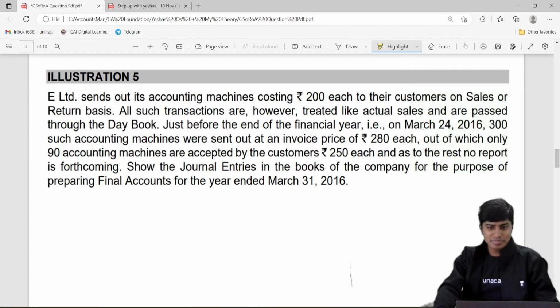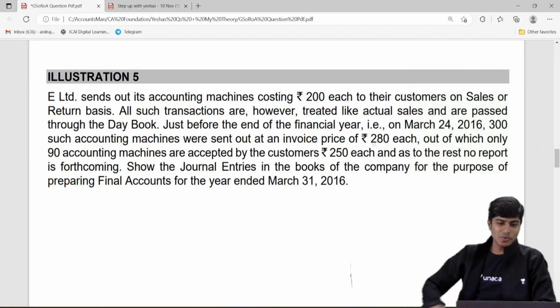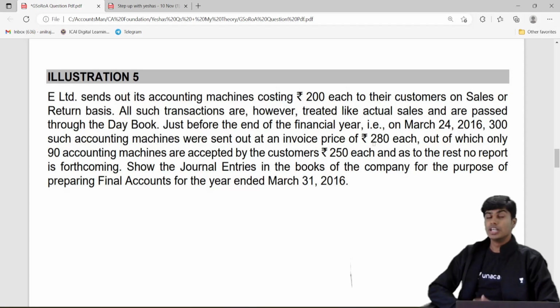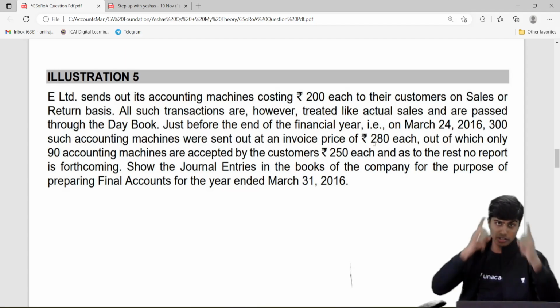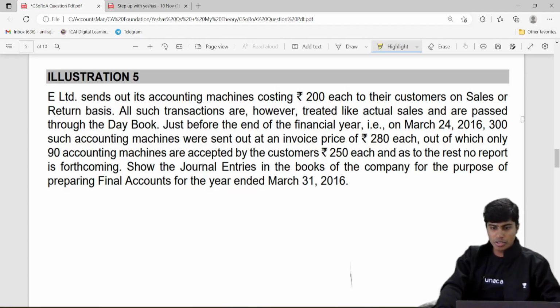Pretty hi-fi name. E Limited sends out its accounting machines costing rupees 200 each to their customers on sale or return basis. Very good. All such transactions are, however, treated like actual sales and are passed through daybook. That's pretty much like how we did the rest of the problems. Just before the end of the financial year, on 24th of March 2016, 300 such accounting machines are sent at invoice price of 280. Note this. We will write entry for this. How many units are sent? 300. At what price? 280. When is it sent? 24th of March.